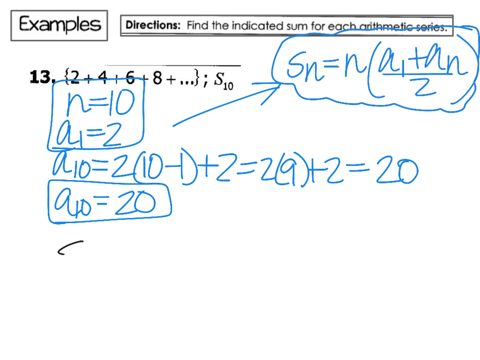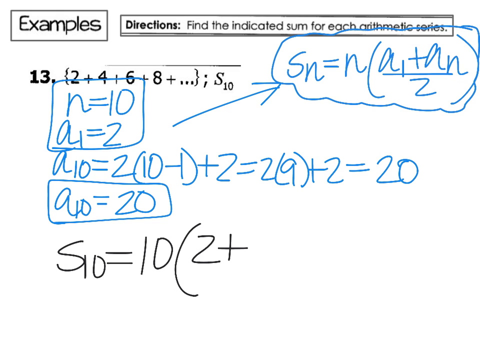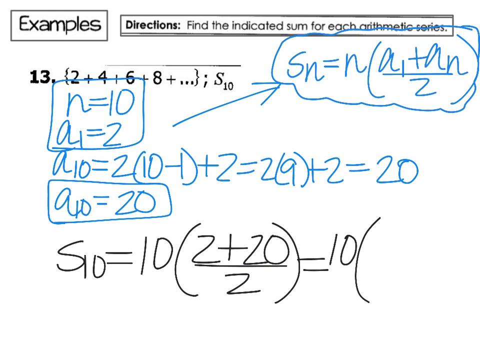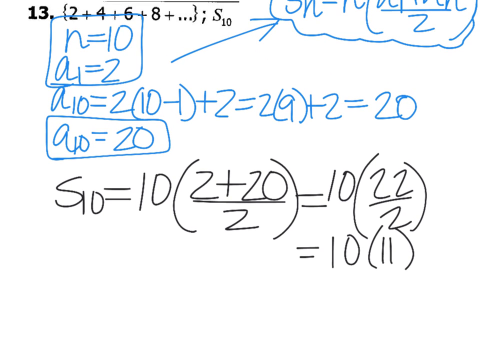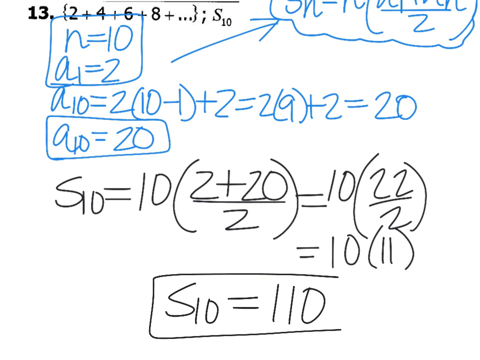So the sum of the first 10 terms equals n, which is 10, times the first term, which is 2, plus the 10th term, which we found out to be 20, divided by 2, equals 10 times 22 divided by 2 equals 10 times 11. So the sum of the first 10 terms equals 110. All right, much easier than what we did last class where we expanded it out and then added it all together. Now we've got a rule to help us find it. Makes life so much easier.